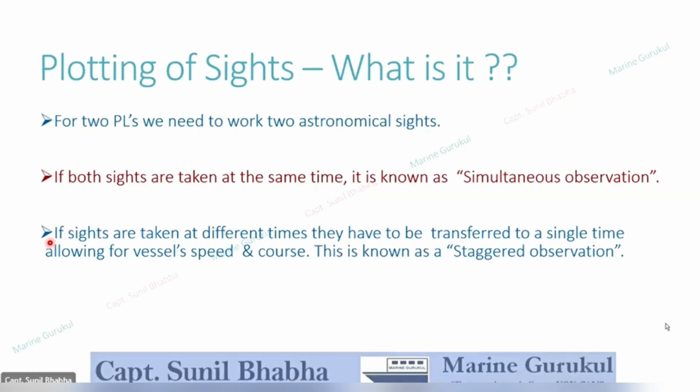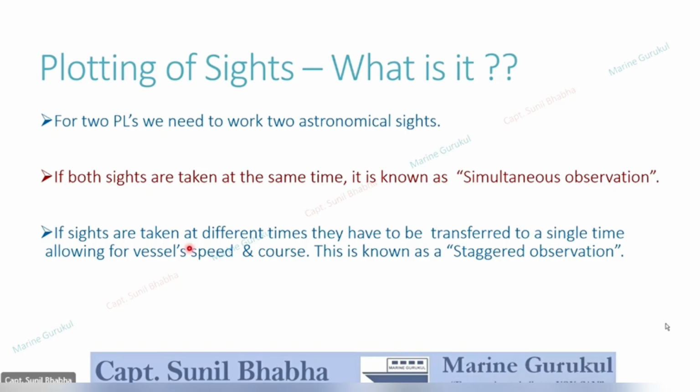So what can be done in those scenarios is, you can take one single site of the body and then wait for some time, let the sun move a little bit in the sky to another location, and after some time you use the same body to take the site again. Now after some time, when you take the site again, you get a different position line. So now in this case we have two position lines for different times. These can also be combined and can be used to get the fix of the ship. This type of observation is known as a staggered observation.